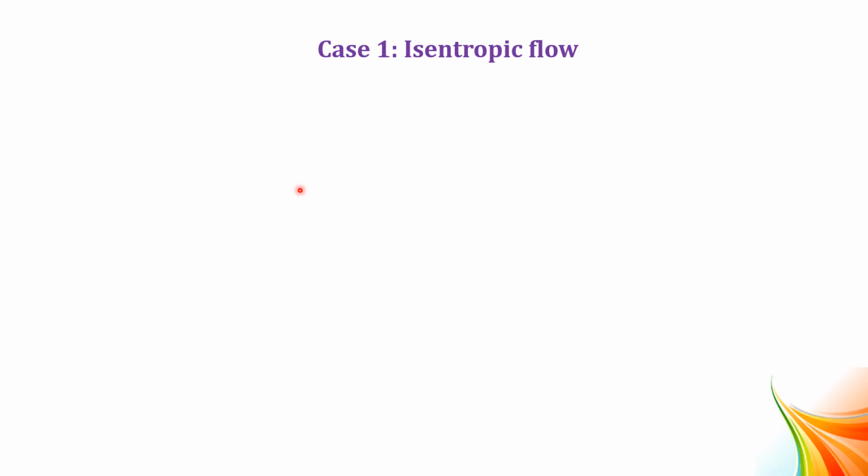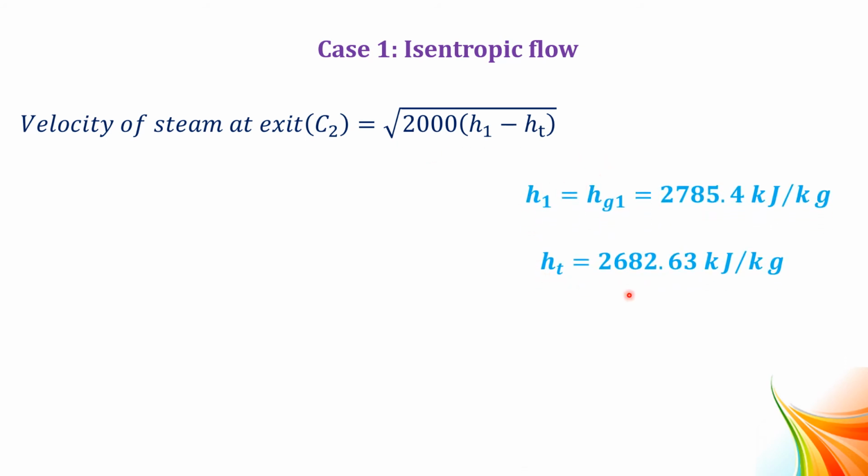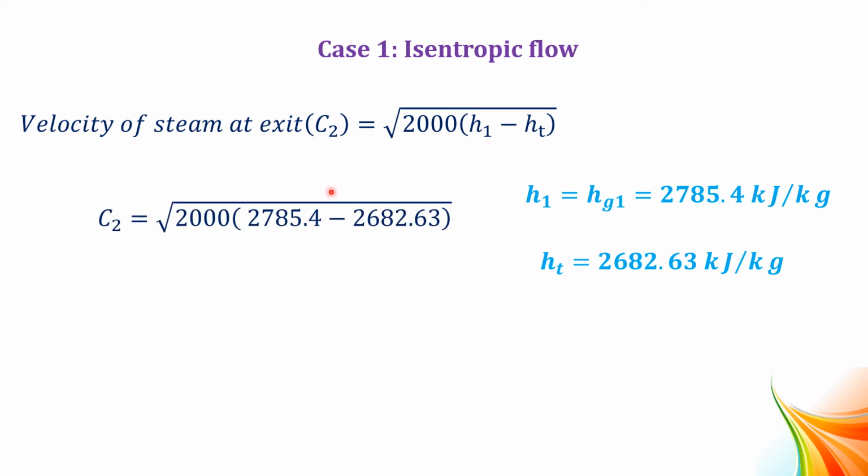Now the flow is isentropic. Then the formula for calculating the velocity of steam at the exit of the nozzle is C2 equal to square root of 2000 into (H1 minus Ht). H1 and Ht values we have already obtained from the steam table. Now substituting these values in this equation, we get C2 equal to 453.36 meters per second.